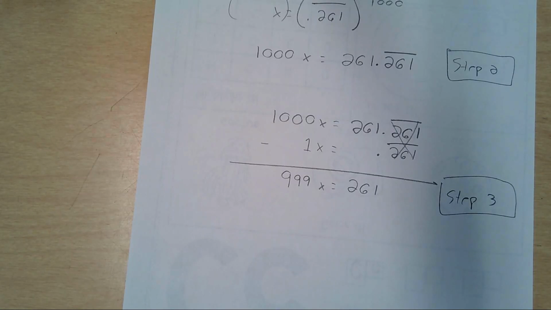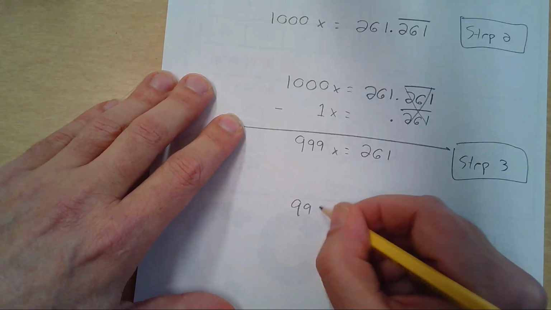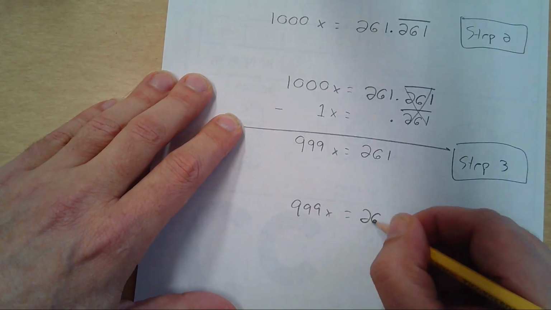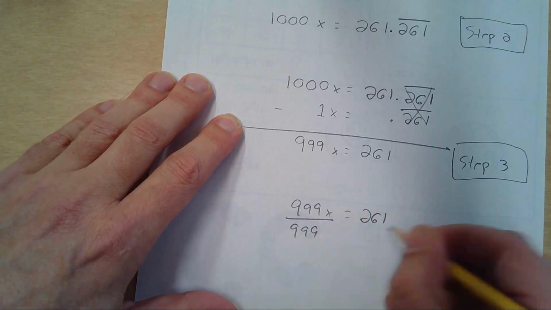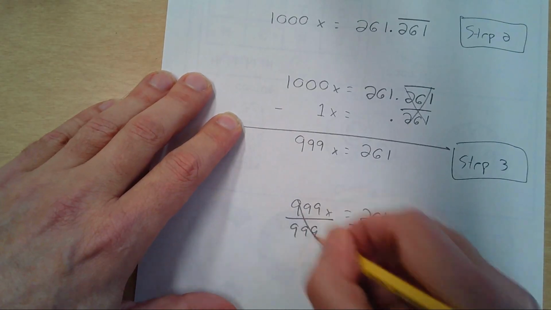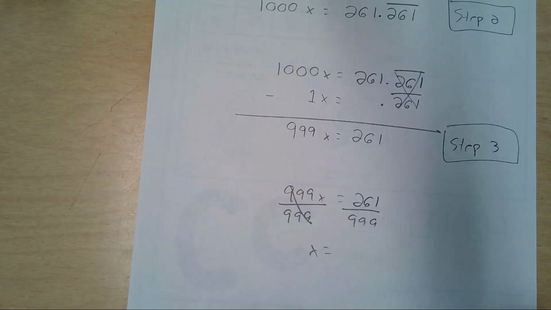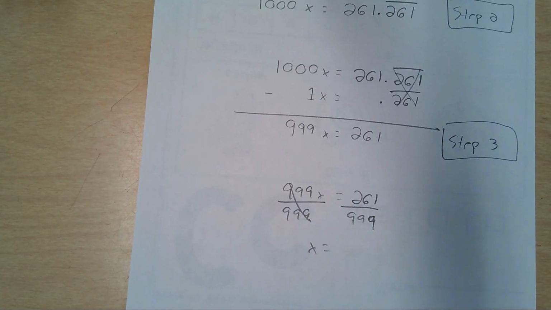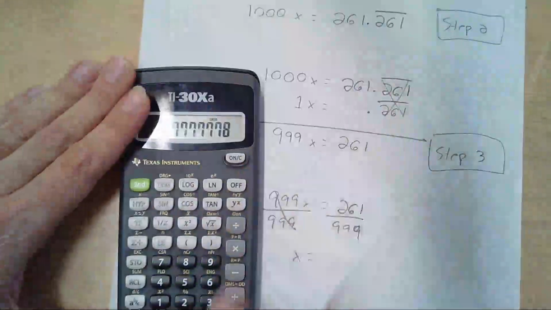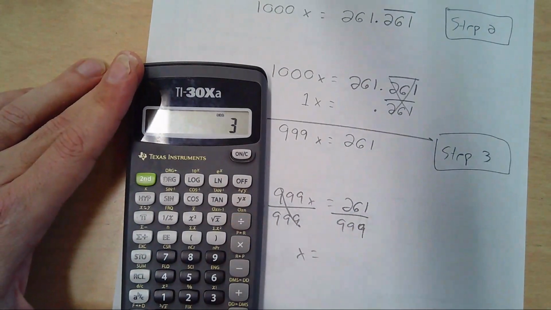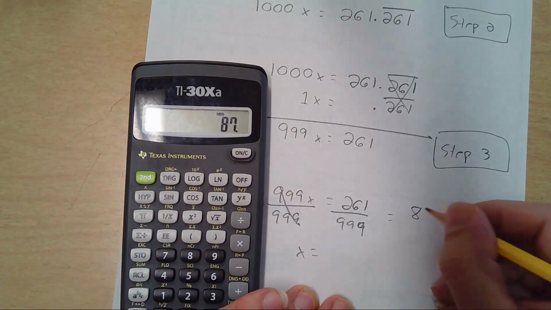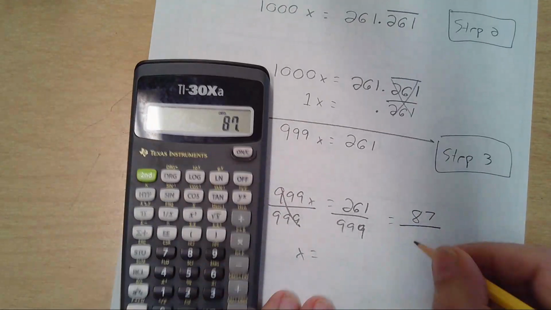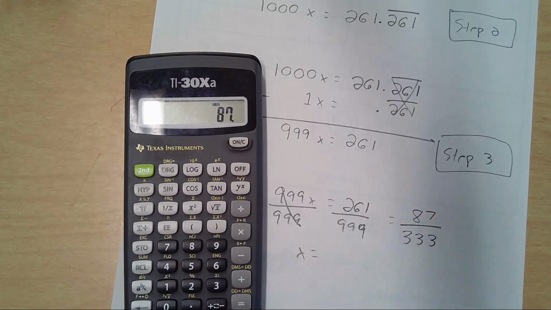So then finally, solve the equation here. You would divide both sides by 999. But we have to simplify. And you may not know all the things, but you should be able to conclude this divides by 3. So 261 divided by 3 is 87. 999 divided by 3 is 333.